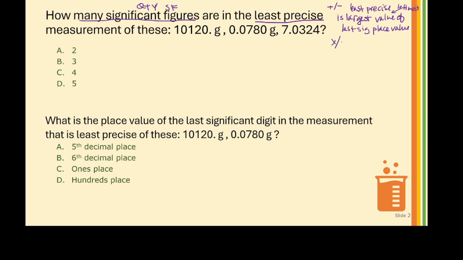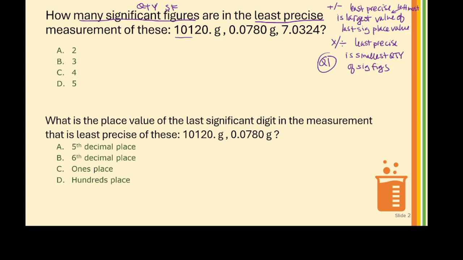If I'm doing times or divided by, least precise is the smallest quantity of significant figures. Since this is asking me how many, it's asking for quantity, so this would be question 1. I'm going to use this method. I'm going to assume it's the fewest number of sig figs. It's a little bit of an implied situation, the way this is worded, because I don't see an operation, but presumably I was going to multiply or divide these.